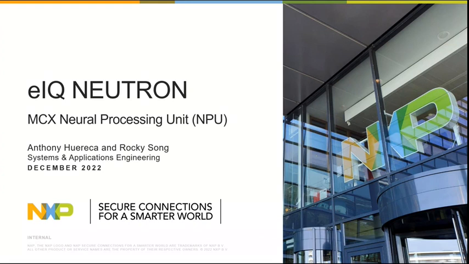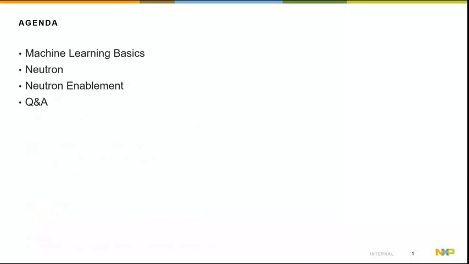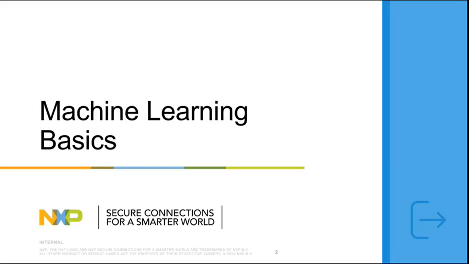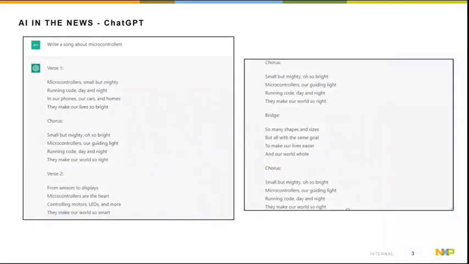EIQ Neutron module. And so we're going to talk a bit about machine learning basics, just as a refresher, and how and why this new module works with decreasing the inference time when doing inferencing of a model, and then go into a bit of the details on Neutron, the Neutron enablement, and then some time for Q&A.